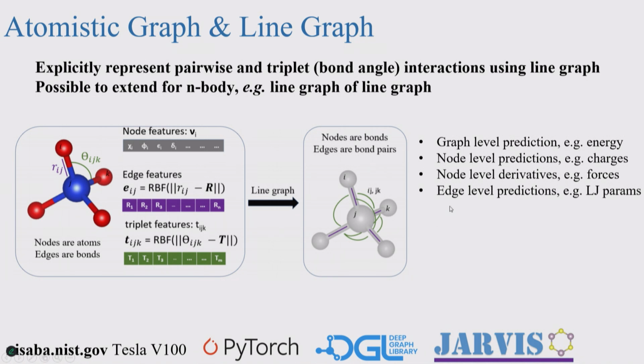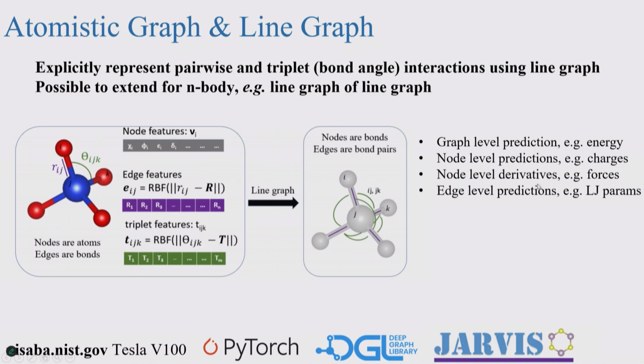total energy, total band gap, total, everything. Or you can have node level predictions like charges on atom, magnetic moment on atom, what is called atomic density of states, atom projected density of states, X-ray absorption spectra, I don't know, K edge, L edge, and stuff like this.